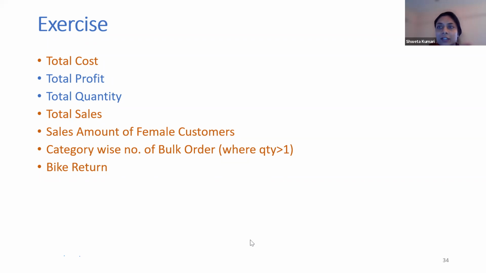For the sixth one, category wise number of bulk orders. What happened, Shweta? For the sixth one, category wise, this again we want in sales, right? Category wise number of bulk orders. Yes.